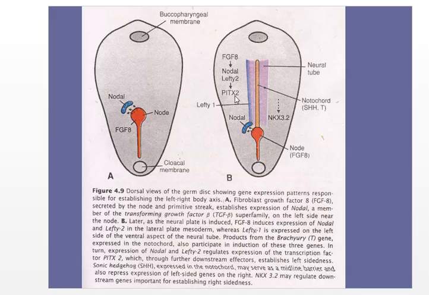As a result, when the heart is formed, it is situated in the left side, the liver is situated in the right side, and the spleen is situated in the left side.